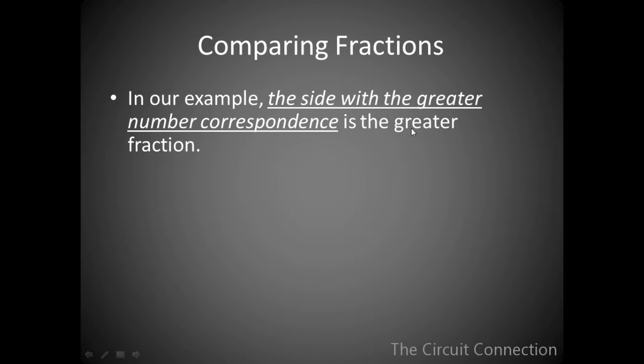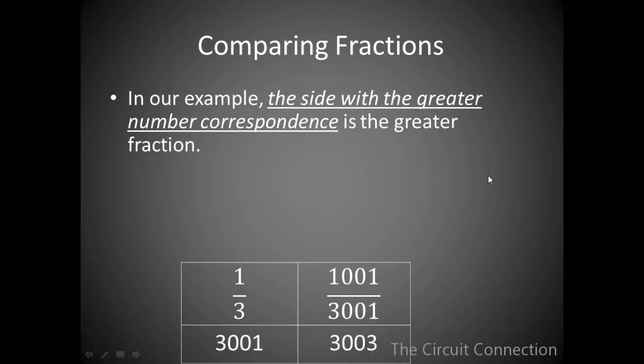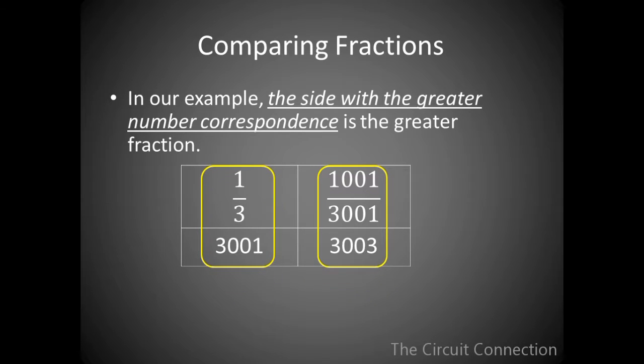The side with the greater number correspondence is the greater fraction, so it's important that you put it in the correct column. We can see here that the 3001 is on the left side with the left column, the 3003 is on the right side with the right column, and so that means that 1 over 3 is less than 1001 over 3001.